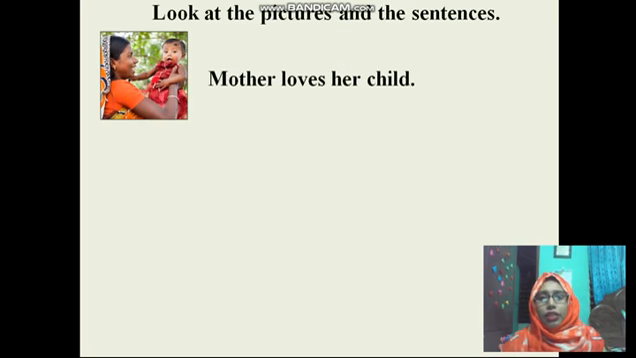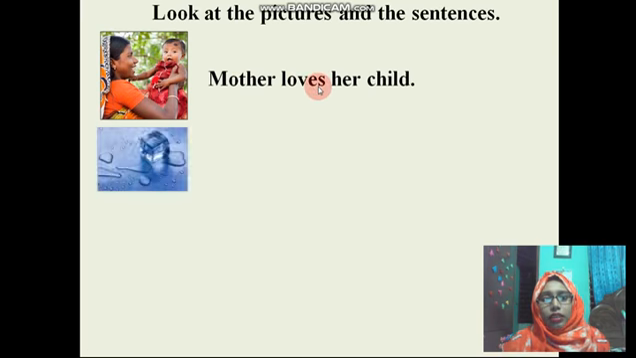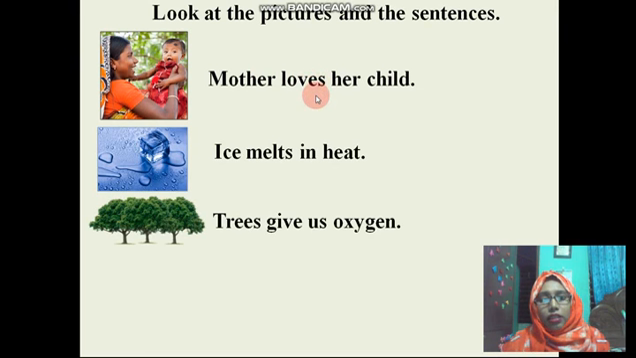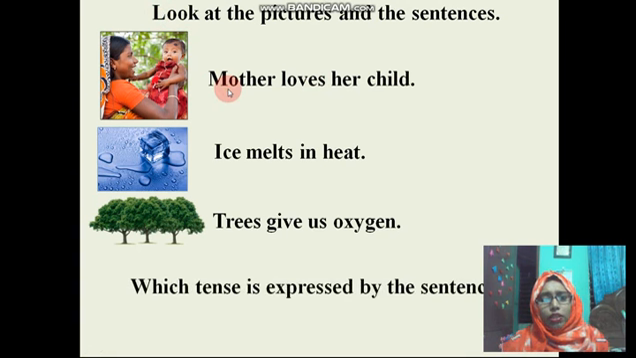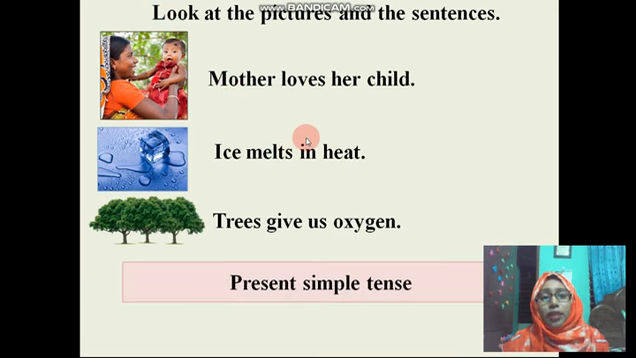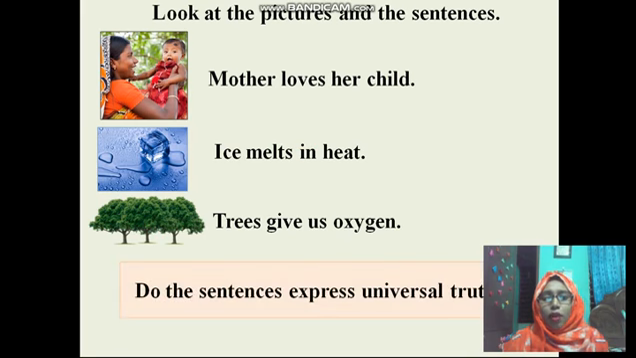Now look at the pictures and the sentences. First one, mother loves her child. Ice melts in heat. Trees give us oxygen. My dear students, can you guess which tense is expressed by these sentences? It's present simple tense. And do you know why they are present indefinite tense? Because the sentence expresses universal truth.